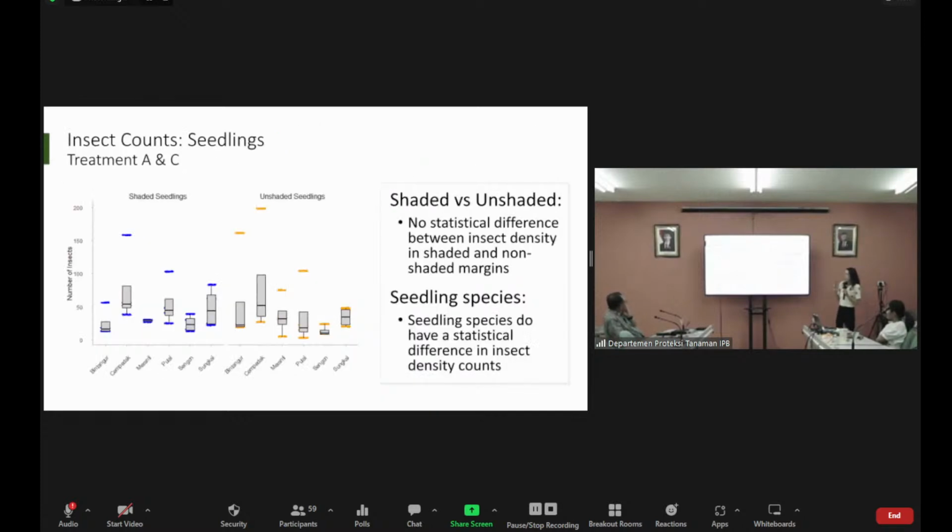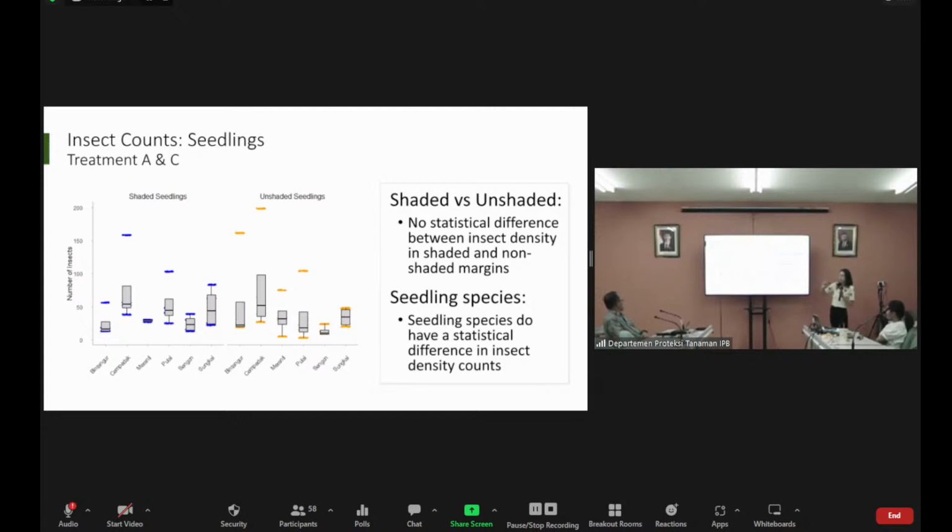For the insect counts, again, first looking at a shaded versus unshaded riparian margin, when I looked at it between those two environmental conditions and I ran an ANOVA test, I didn't pick up on a statistical difference between the two. But when I broke it down further into seedling species, we did find a statistical difference.